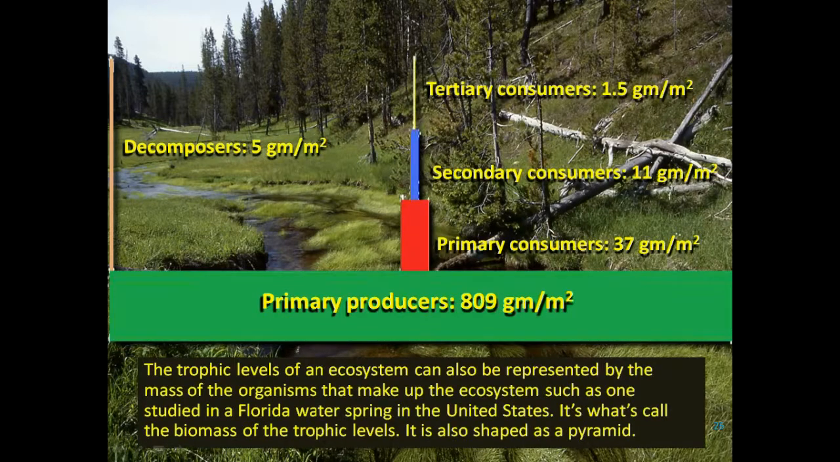The trophic levels of an ecosystem can also be represented by the mass of the organisms that make up the ecosystem, such as the one studied in a Florida water spring in the United States. It's what's called the biomass of the trophic levels. It is also shaped as a pyramid.